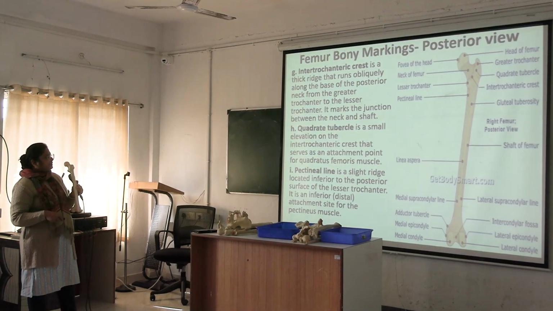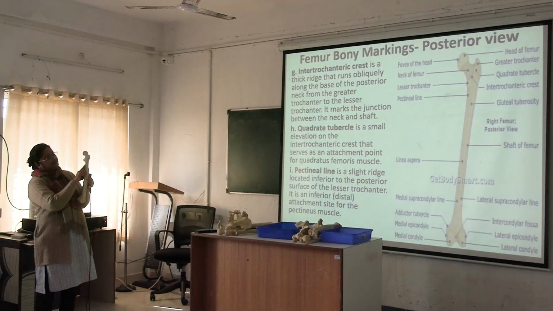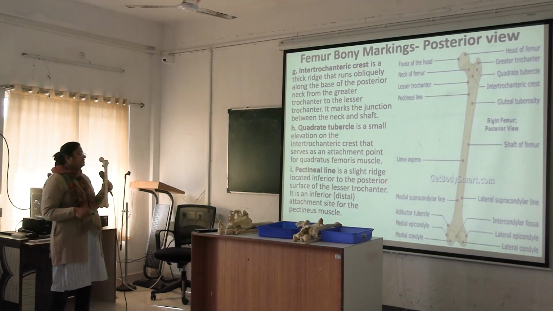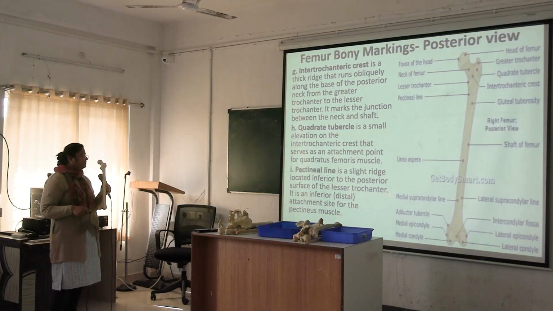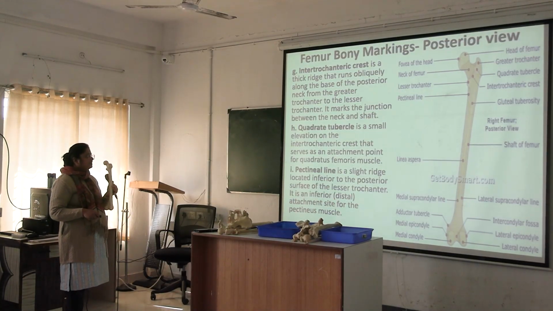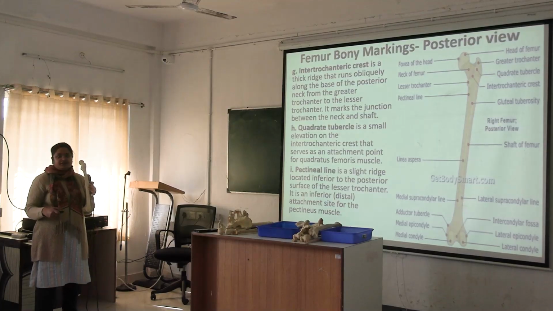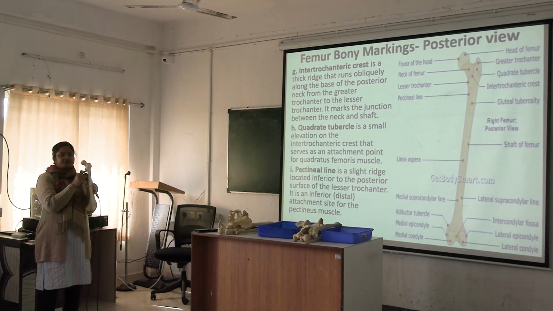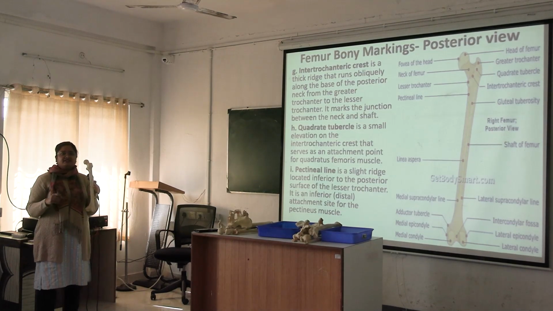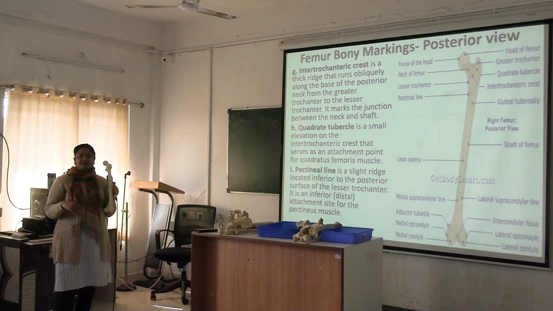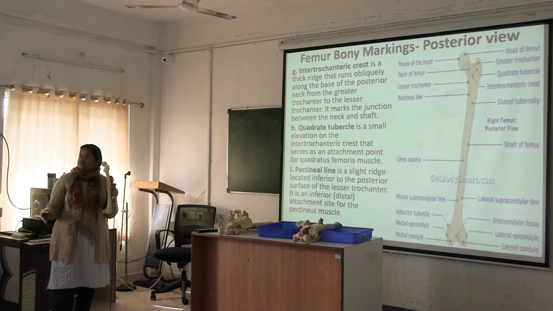Next is the pectineal line. This line is a slight ridge located inferior to the posterior surface of the lesser trochanter, and it is an inferior distal attachment site for the pectineus muscle. So iliopsoas is attached here at this lesser trochanter, and pectineus is attached here at this pectineal line. So you have got all these muscles in the floor of the femoral triangle: iliacus, psoas major, pectineus.